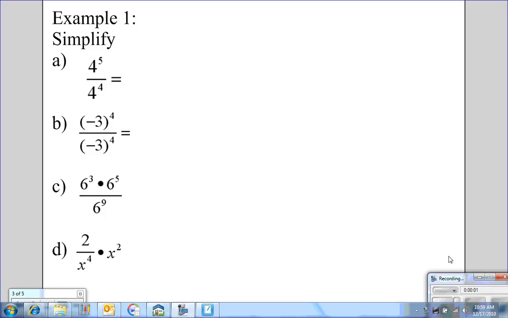In example 1, I want to simplify 4 to the 5th divided by 4 to the 4th. All right, common base, so you just have to write the base one time, and you subtract your exponents, the top minus the bottom. And I get 4 to the 1, and that would be 4.